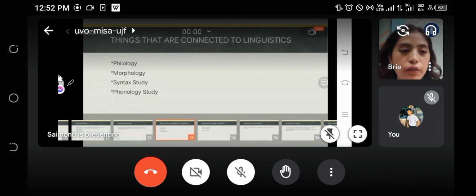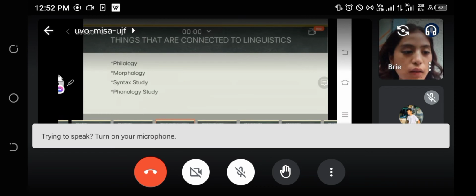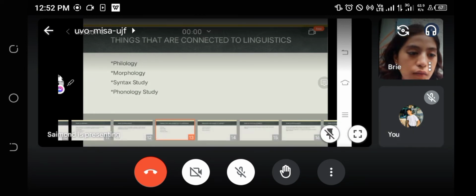What is morphology? Morphology is a branch of linguistics that involves the study of the grammatical structure of words and how words are formed and varied within the lexicon of any given language.